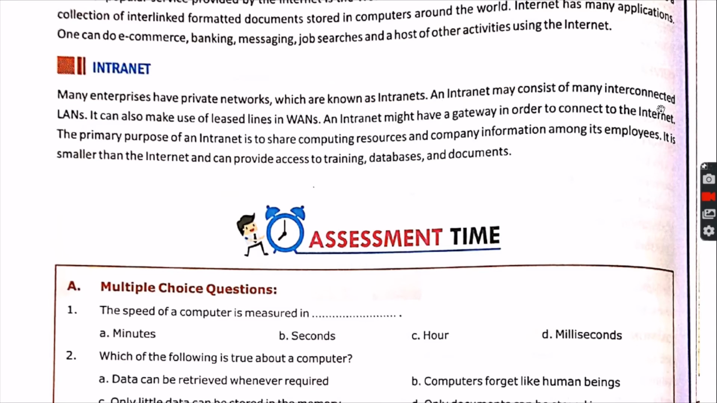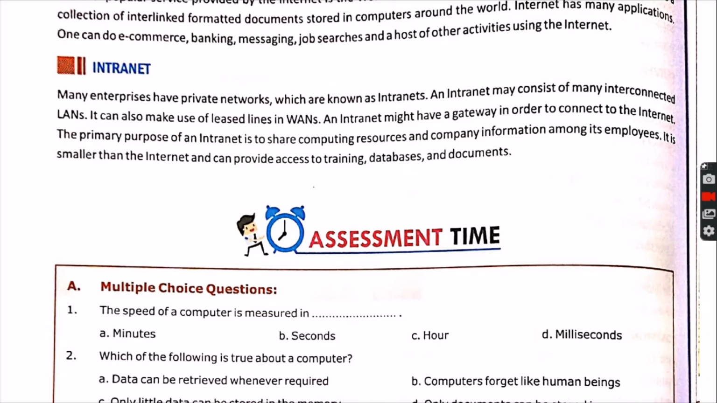An intranet may consist of many interconnected LANs. It can also make use of leased lines in WANs. So, for example, in banks, if you have user ID and password, then you can access your account, or you can check your account balance. You can transfer money with the help of internet. So you are also using the bank's network, but those persons who do not have a bank account there, or don't have user ID and password, cannot use that network.